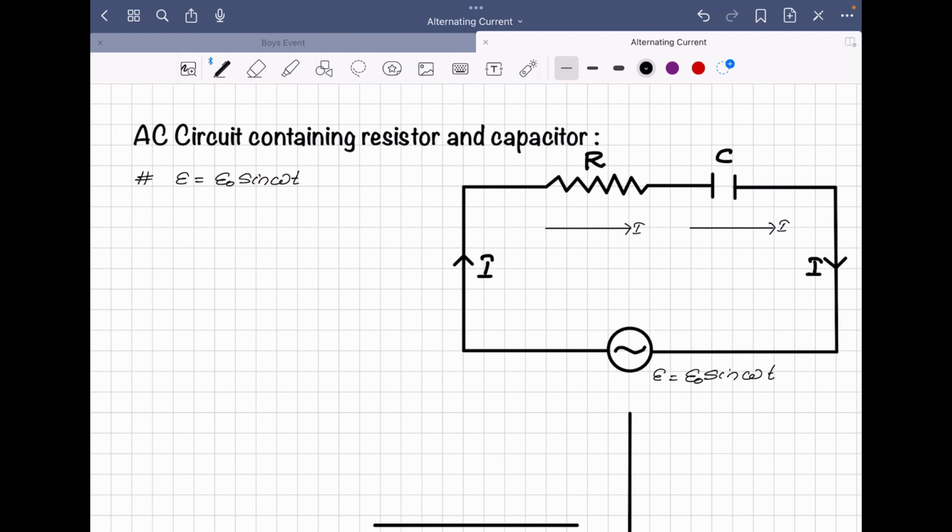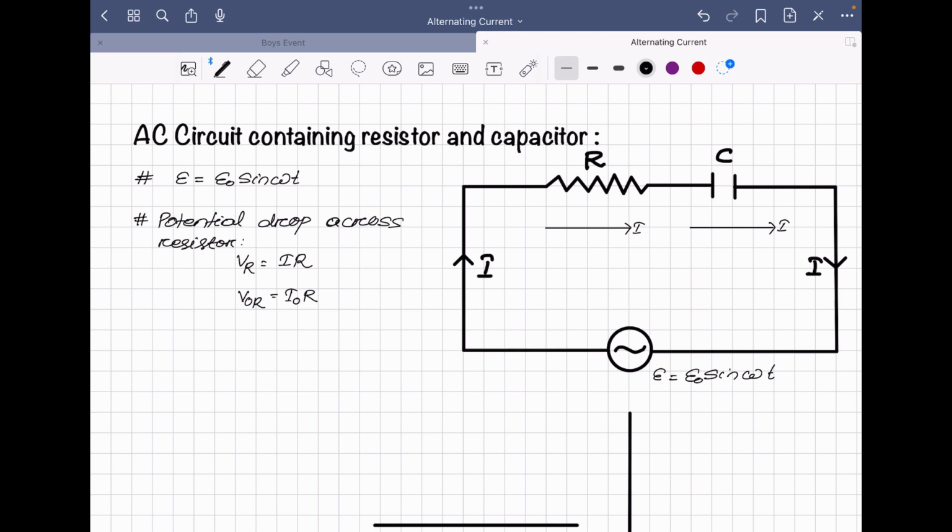Then the potential drop across the resistor, we can write as VR. From Ohm's law, VR becomes I into R, or we can write the maximum or peak potential drop V naught R, which is I naught into R. Similarly, the potential drop across the capacitor, we can write VC, can be written as I times the opposition offered by the capacitor, which is XC, the capacitive reactance. Or we can write the maximum potential drop across the capacitor as V naught C, which becomes I naught XC.